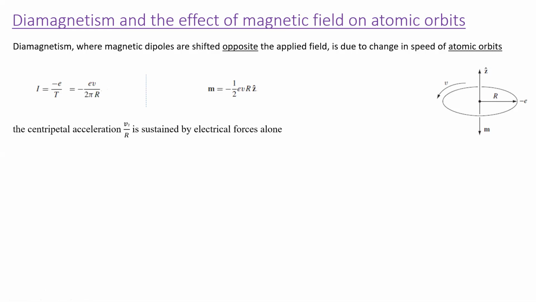Okay, so what keeps the electron circling around? Well, it's electrical forces. That's true in quantum physics as well.